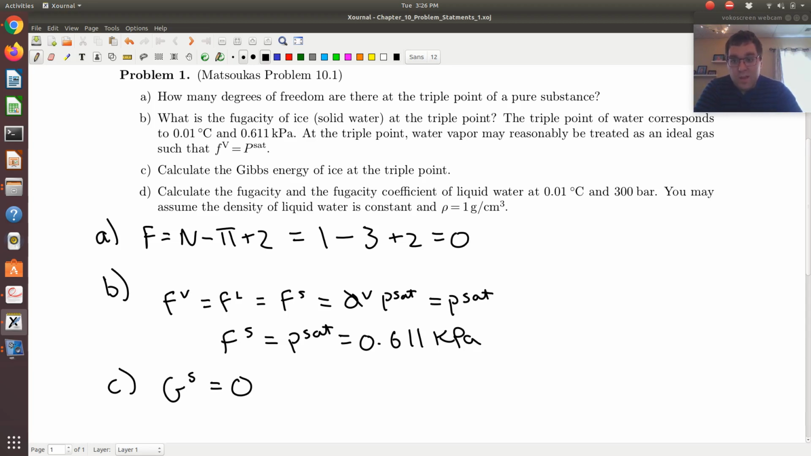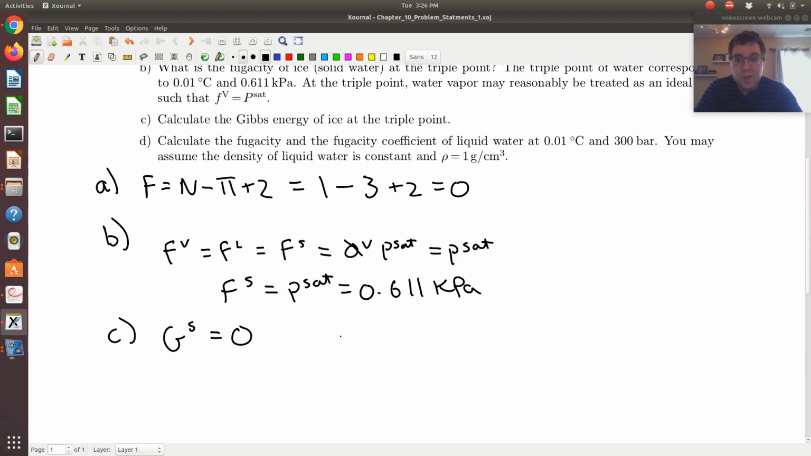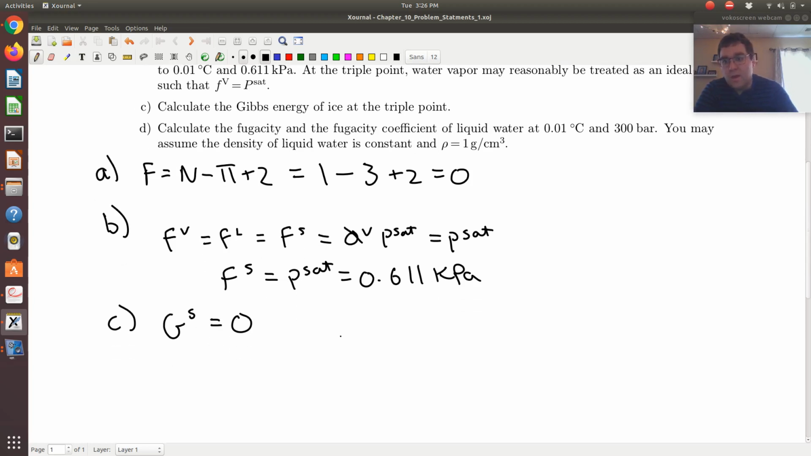So C, I think, is a pretty bad question, unless they were to give you, say, a reference state or ask you to calculate the change in molar Gibbs free energy between two states. Okay. Now D. Calculate the fugacity and fugacity coefficient of liquid water at 0.01 degrees C and 300 bars. You may assume the density of liquid water is constant and equal to that.